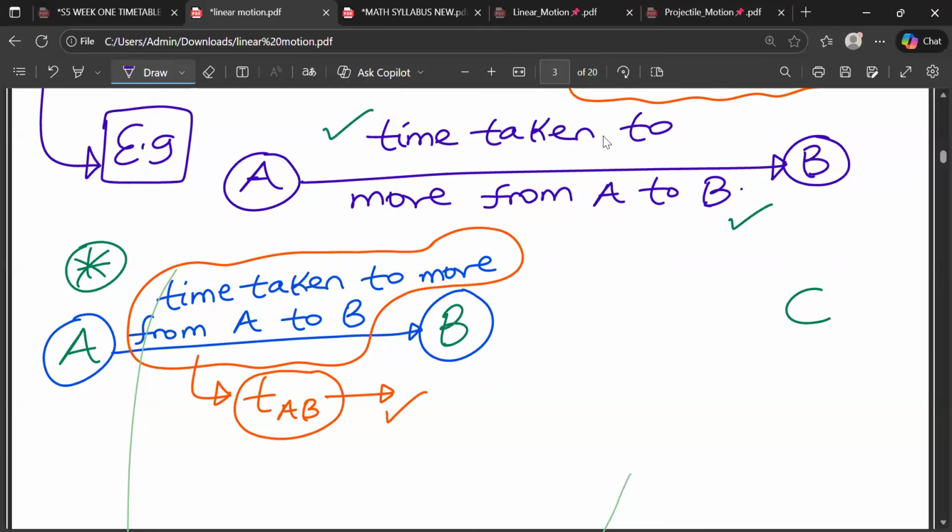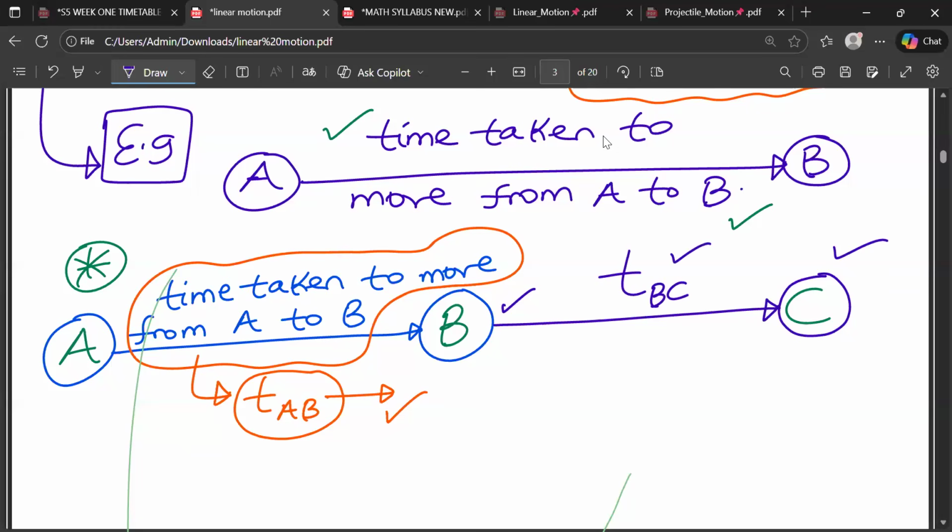Then if you're moving from here up to here, there is a term I'm introducing. We also have time taken to move from B to C. So that time will be t BC, like that.